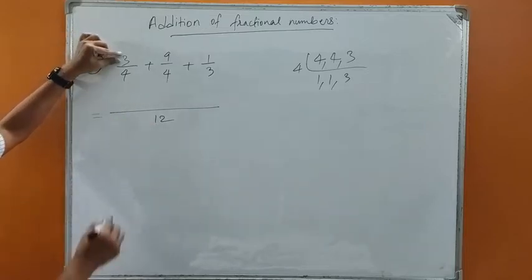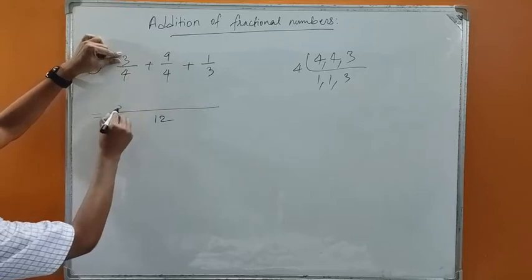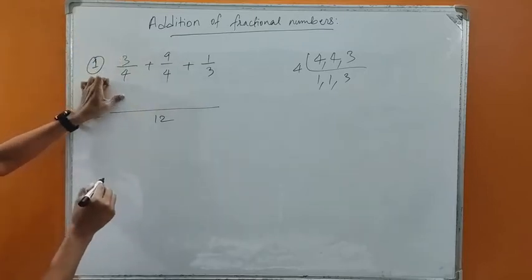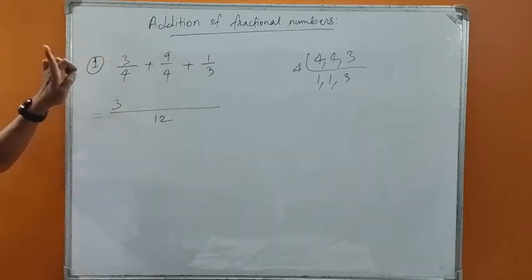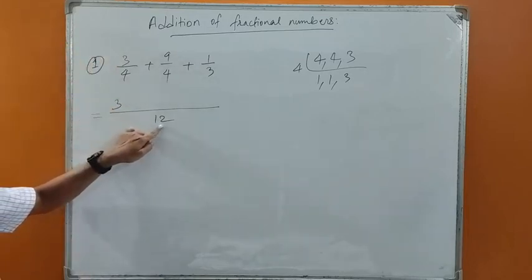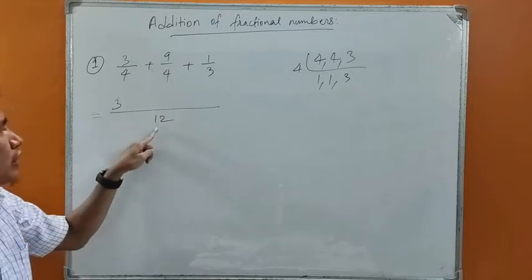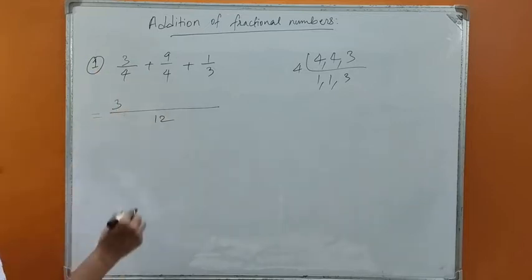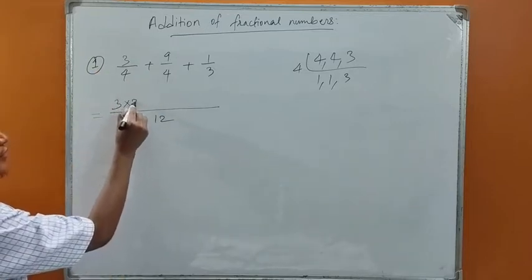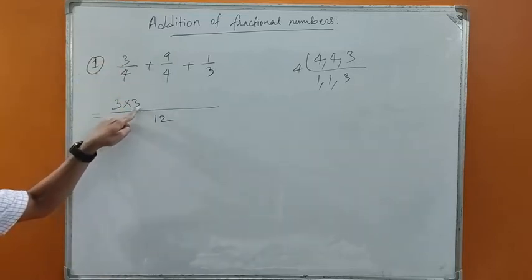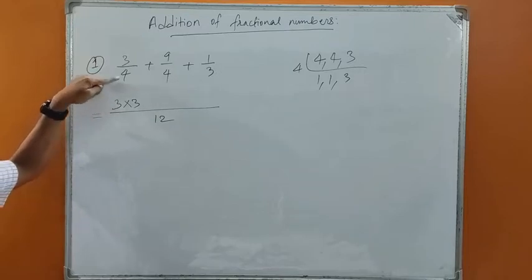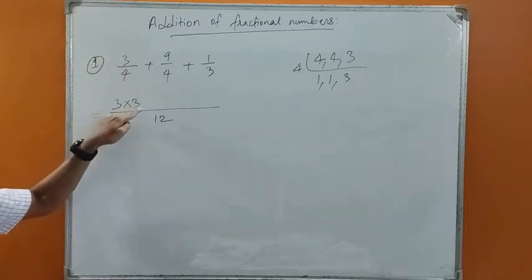Now, what we do is, 4 into what is 12? First of all, we write this 3, the number 3 here, okay? Then 4 into which number is 12? 4 into 3 is 12, isn't it? 4 3s are 12, so that 3 comes here. That 3 is this 3.